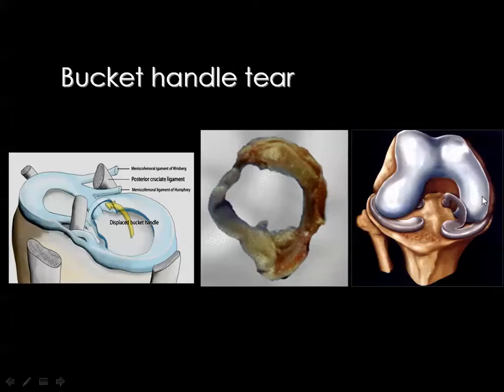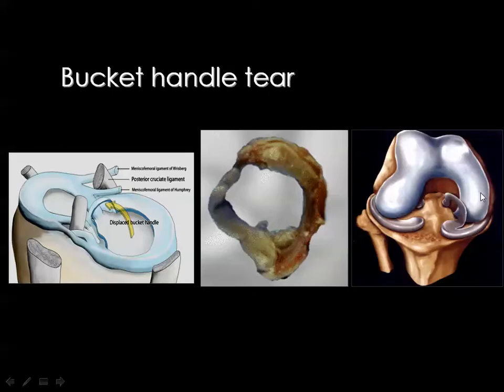Then you know that this is the femur, and this is the tibia, this is the medial femoral condyle, and this is the medial meniscus, this is the fibula and the lateral meniscus. This bucket handle tear commonly affects the medial meniscus, and the result of this tear is you see that there are two fragments, one in the periphery of the joint and the other one is displaced inside the intercondylar notch.